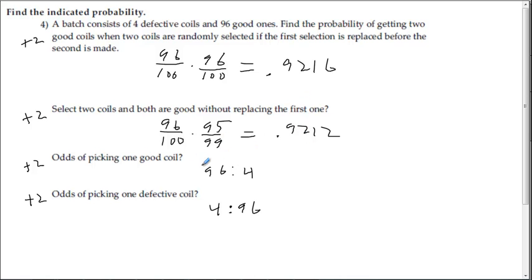And odds is success over failure. So there's 96 successes and 4 failures. So it's the odds of picking a good one. And here's the odds of picking a defective. How many are defective? 4 compared to 96 good. So that's a little bit different.